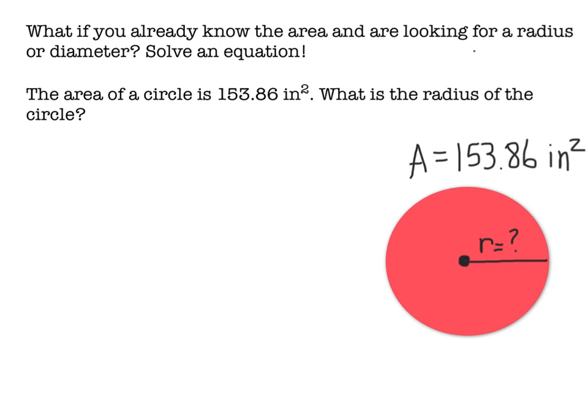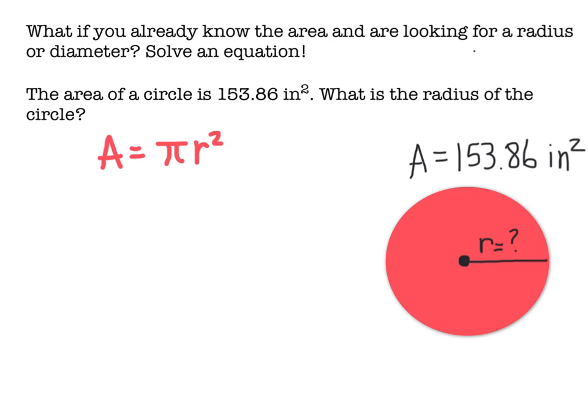Okay, now what if you already know the area and you're looking for the radius or the diameter? Just like the other time we did it, we're going to solve an equation. So the area of this circle is 153.86 inches squared. What is the radius of the circle? Since we're dealing with area, this time we're going to use the area formula. So area is equal to pi times the radius squared.